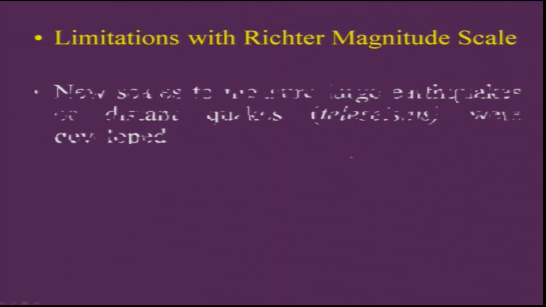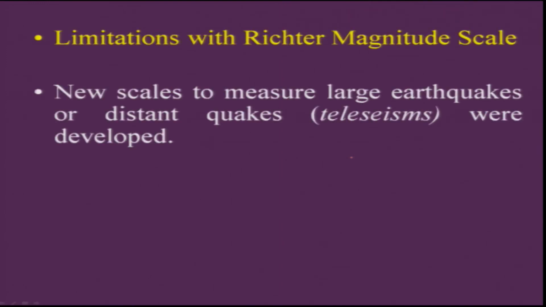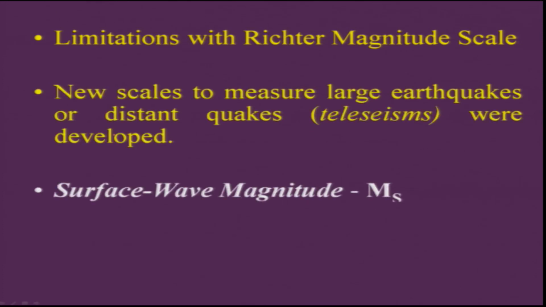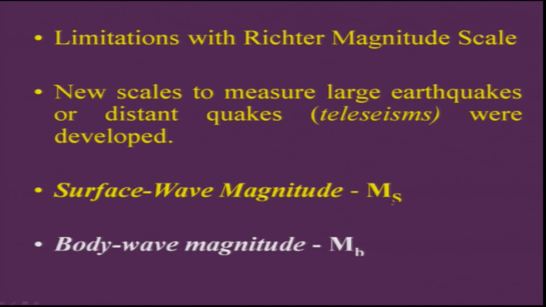Now there were limitations with the Richter scale, and that was the reason new scales were developed to measure large magnitude earthquakes, because if you have a large magnitude distant earthquake, the Richter scale will get saturated, or the instrument measuring the Richter scale magnitude was not enough. Okay, so new scales to measure large magnitude earthquakes or distant earthquakes, what we call teleseismic, the far distant earthquakes, were developed, and the first magnitude scale which came up after the Richter scale was the surface wave magnitude, denoted as MS, and then body wave magnitude MB.